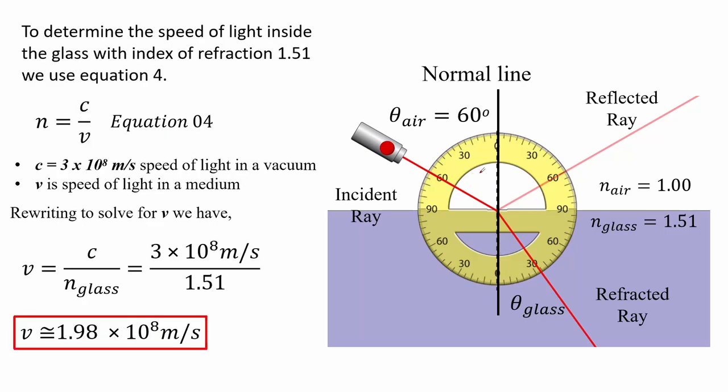To determine the speed of light inside the glass with an index of refraction of 1.51, we use equation 4. Rewriting this and substituting the known values such as the speed of light, we see that the speed of light inside this glass is about 1.98 times 10 to the power of 8. The speed of light has slowed down inside this medium.